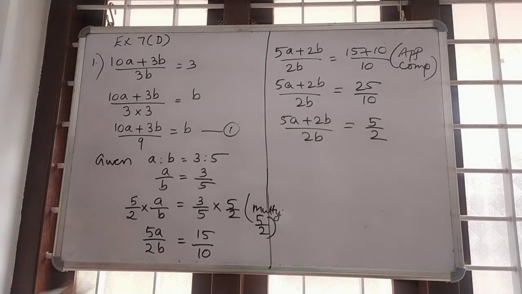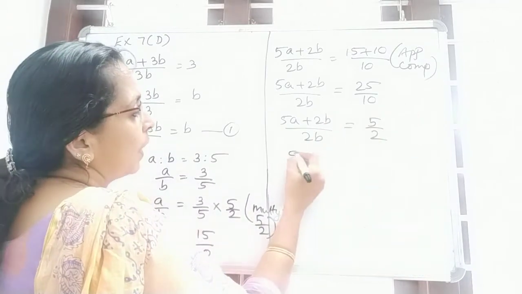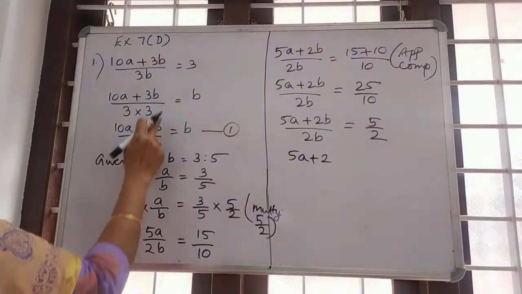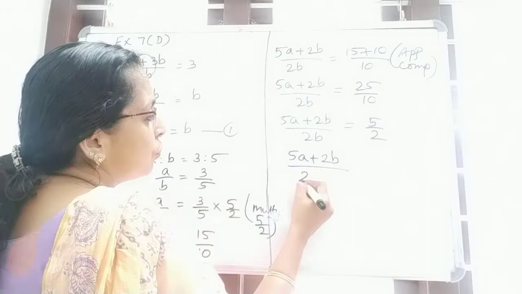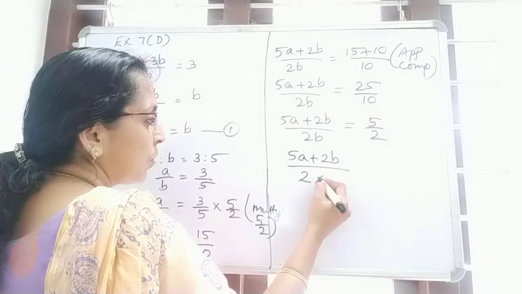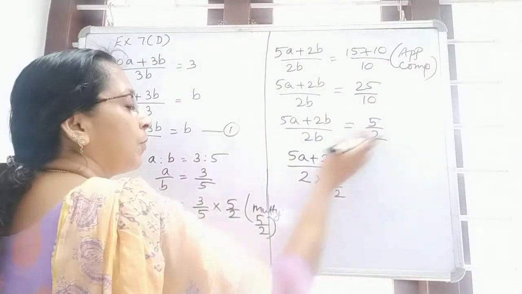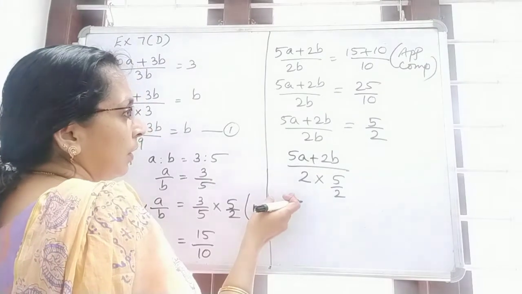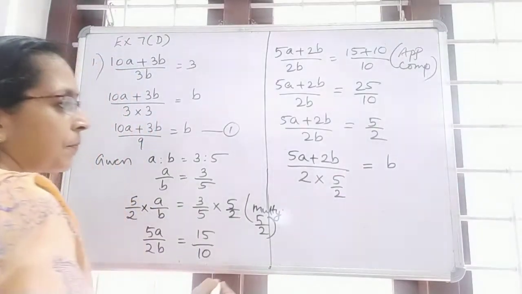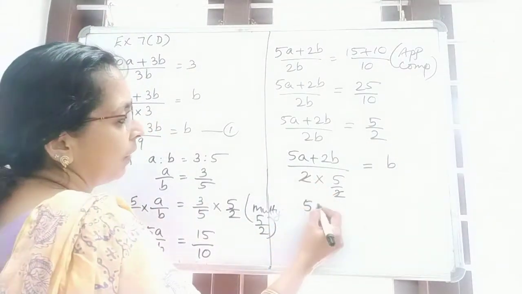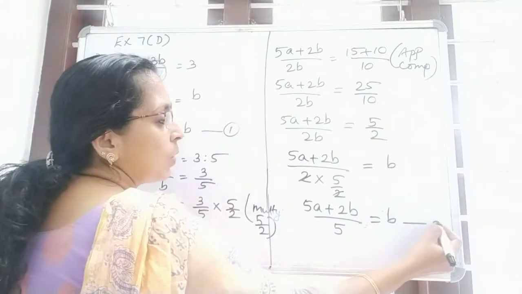Then take this 5 by 2 to the denominator and B to the right side. Same as what we have done here. So 2B divided by 2, 5 by 2 will come into the denominator. So this whole we are taking to the denominator is equal to B on the right side. Here 2 will cancel. So 5A plus 2B divided by 5 is equal to B. This is equation number 2.